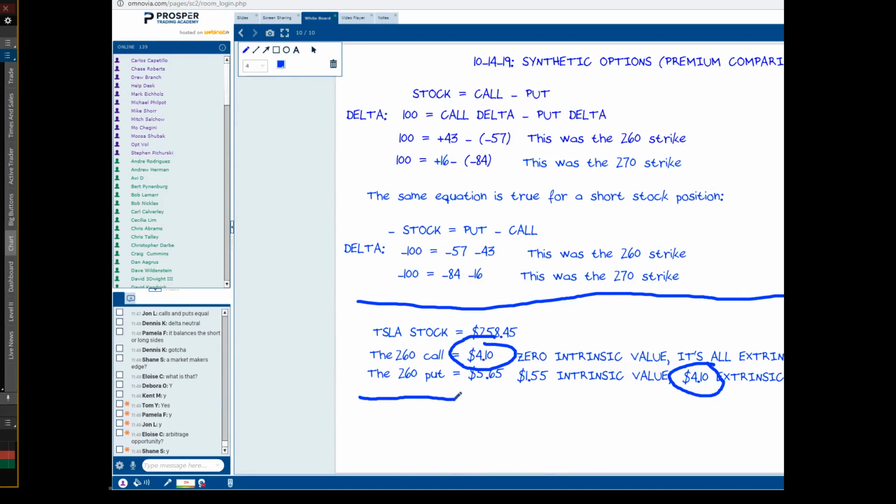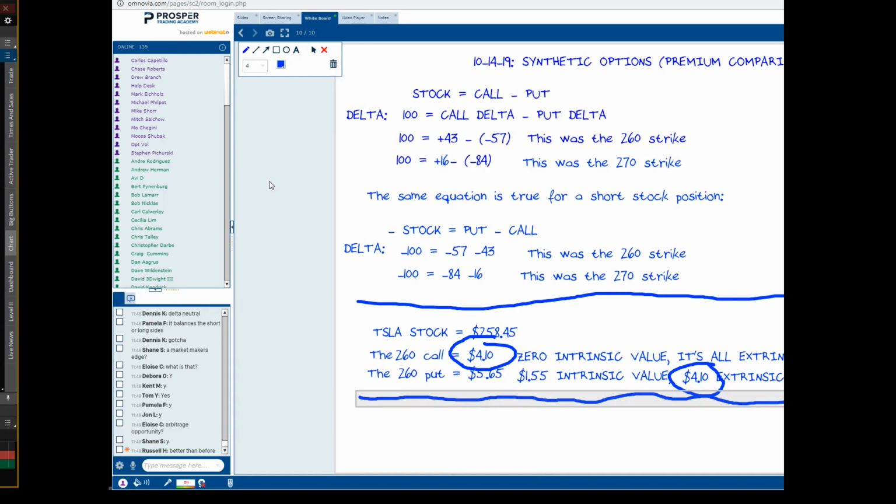An arbitrage opportunity is when one item you're comparing against another is more expensive, and it becomes advantageous to buy or sell one versus another. But here, the price of the options are exactly the same from a premium standpoint. There is no arbitrage. Okay?